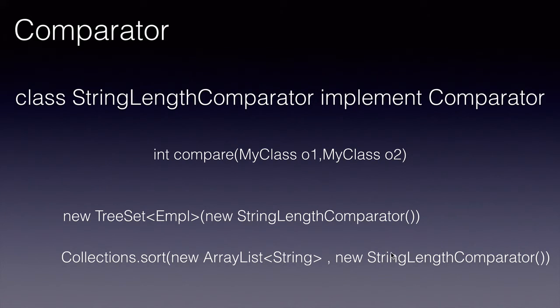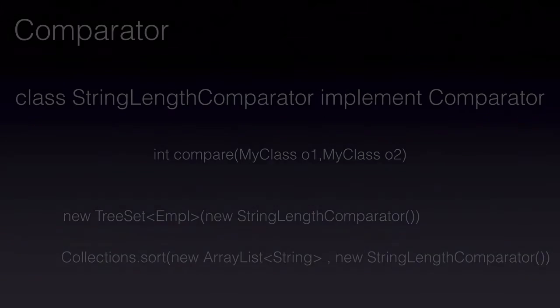And we can create anonymous comparators as well. We need not implement a class. We can dynamically create a comparator right here, implement the compare method on the fly, and we can tell how those objects should be compared.